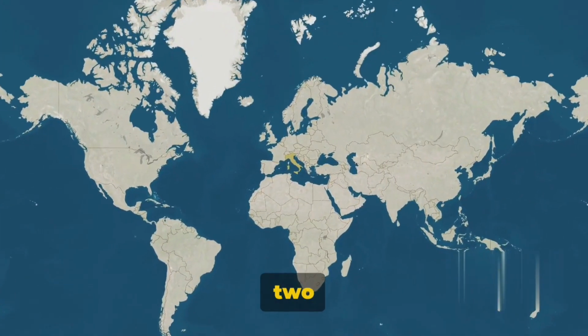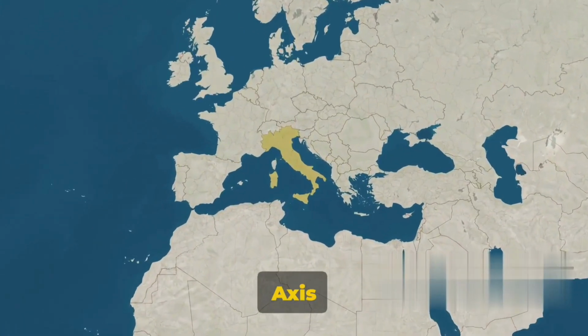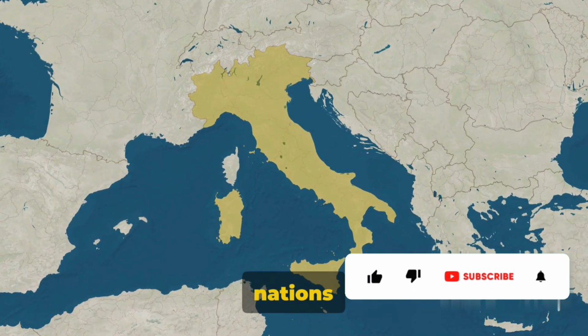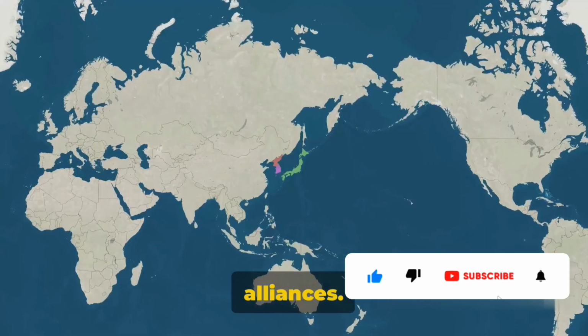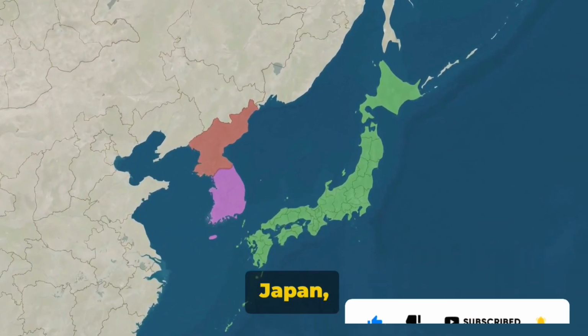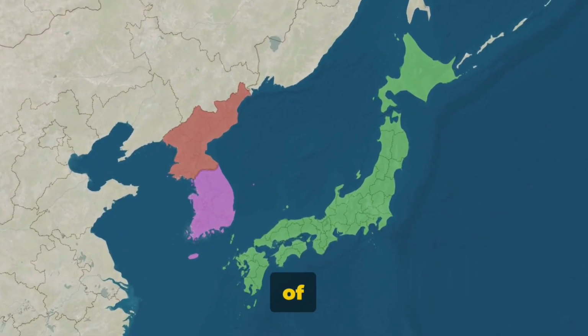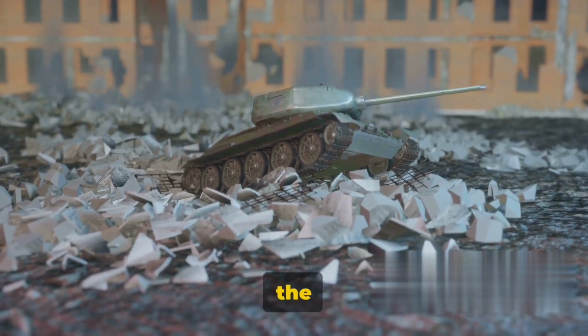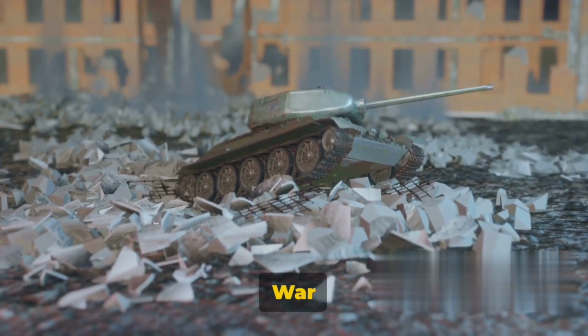With the world at war, two major alliances emerged, the Axis powers and the Allies. As the storm clouds of war gathered, nations banded together, forming two key alliances. First, the Axis powers, primarily consisting of Germany, Italy and Japan, united under a shared goal of territorial expansion and global dominance. Their aggressive policies and expansionist ideologies were the spark that ignited the fire of World War II.